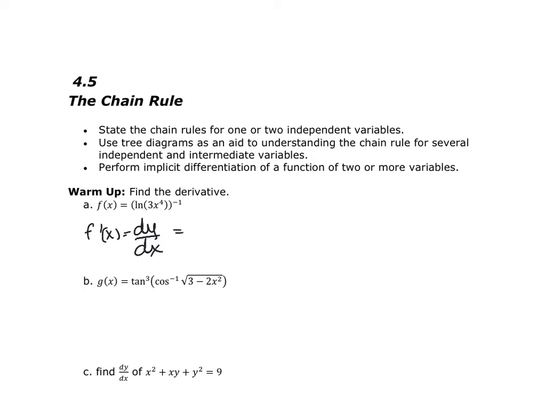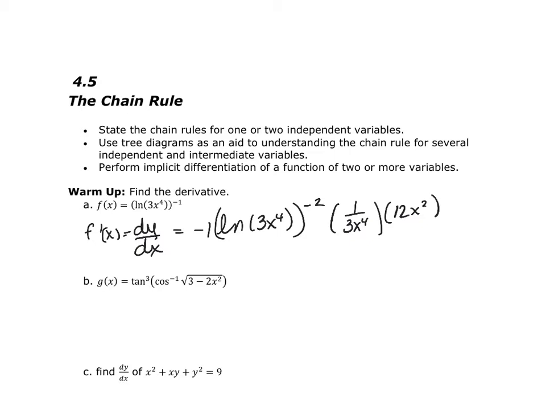By the chain rule, I bring the -1 down up front, and then we have the natural log of 3x to the fourth raised to the -2. That takes care of the outermost function. And then I'm going to multiply by the derivative of the inner function, which is the natural log. So that's going to be 1 over the 3x to the fourth, because that's my u, 1 over u. And then it gets multiplied by the derivative of u, which would be 12x squared.